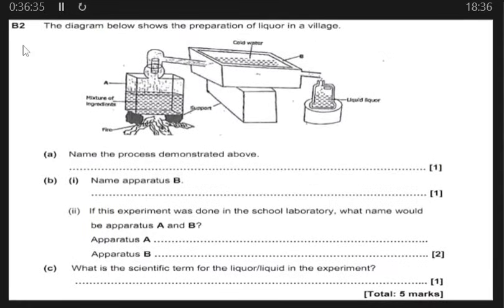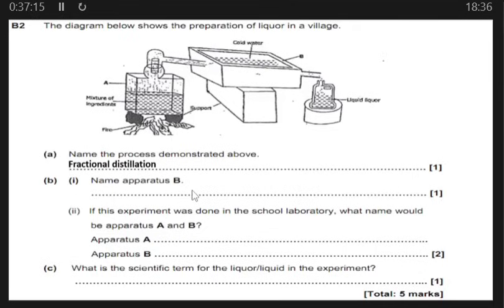This is question B2, which says the following: the diagram below shows the preparation of liquor in a village. So we look at it properly. Then A, they are saying name the process demonstrated above. Liquor here, they are making some kind of beer, which is kachasu in particular, I think. That's how they make it. This is made by the process called fractional distillation.